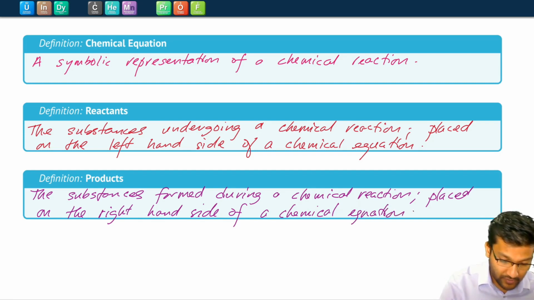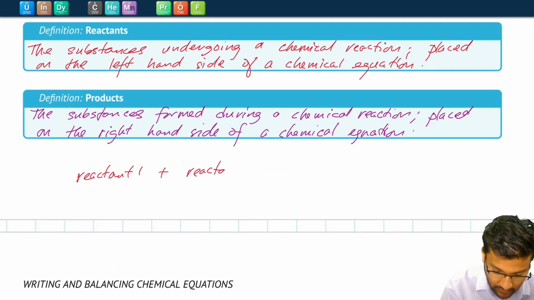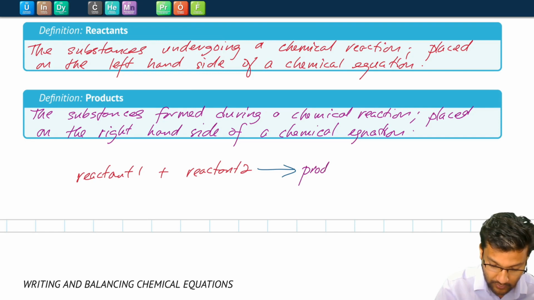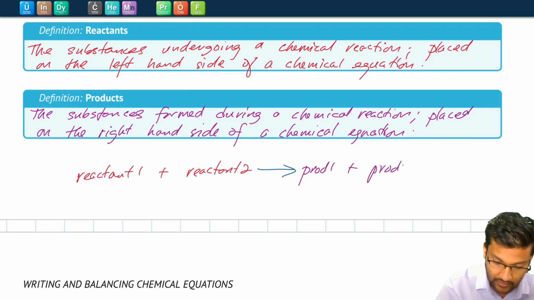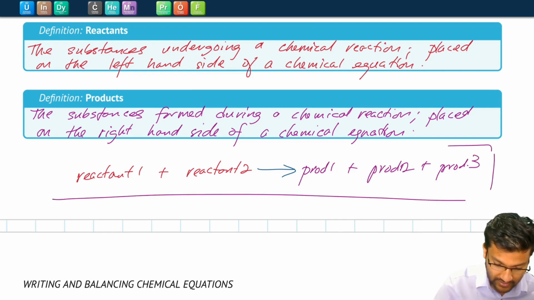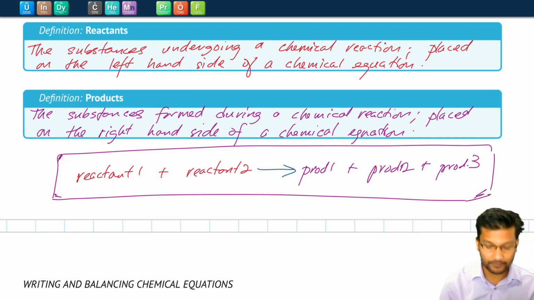So for example, let's say you have some reaction where you have a reactant 1 and a reactant 2 reacting together to produce a product. Let's say you form three products. It'll be product 1 plus product 2 plus product 3, and your equation might look something like this. And we'll get into more concrete examples right now.